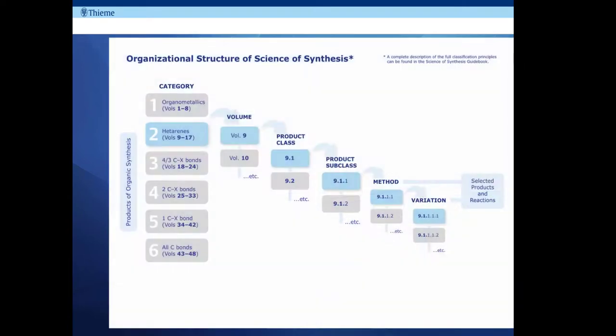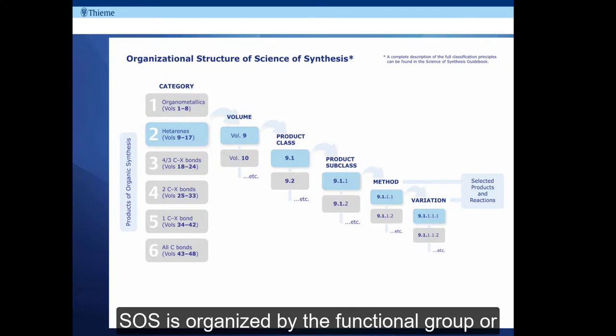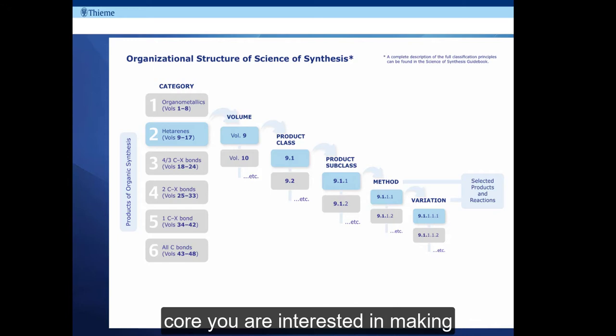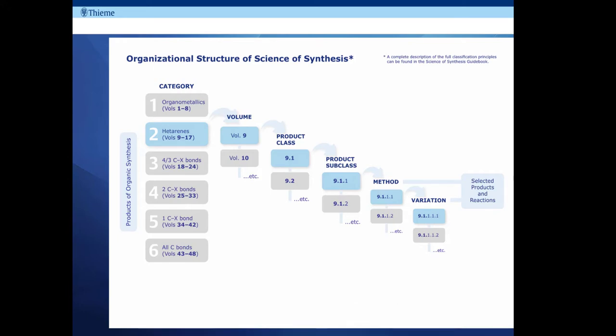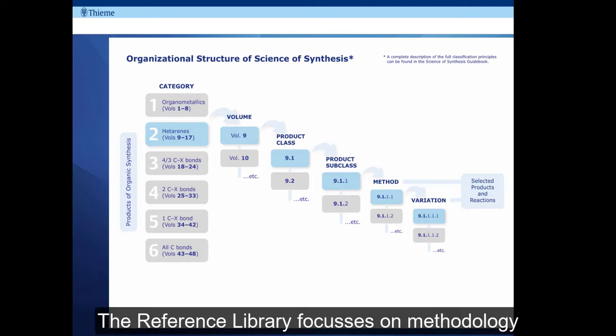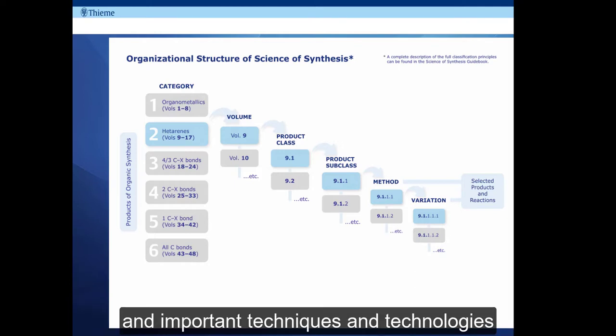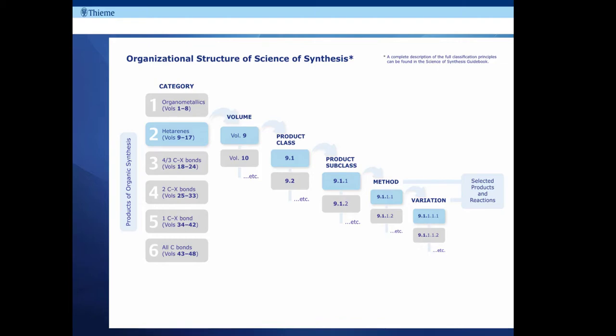The organizational structure of the core of Science of Synthesis is based on the type of molecule or functional group you are interested in making, whether that be organometallic, a heterene, a particular functional group, or a hydrocarbon, and we'll see this later in the product demonstration. Of course, we realize that this type of organization doesn't fit with all areas of chemistry, so to complement the core product-based structure, the special hot topics in the reference library focus on methodology or on important techniques or technologies.